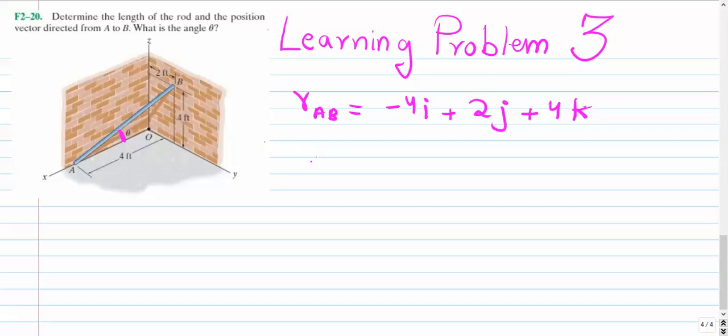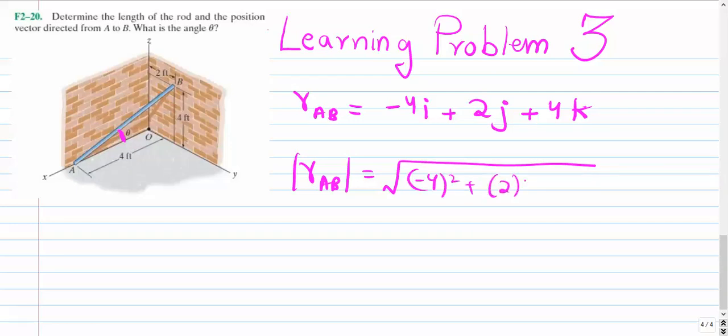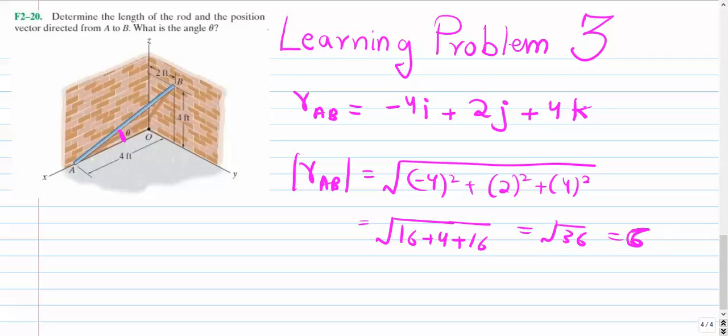Now that we have our position vector from A to B, we can find its magnitude. To find the magnitude, we simply apply the formula and substitute in the values. And we end up with 16 plus 4 plus 16. So the length or the magnitude of the position vector, or the length of this rod, is 6 feet from A to B.